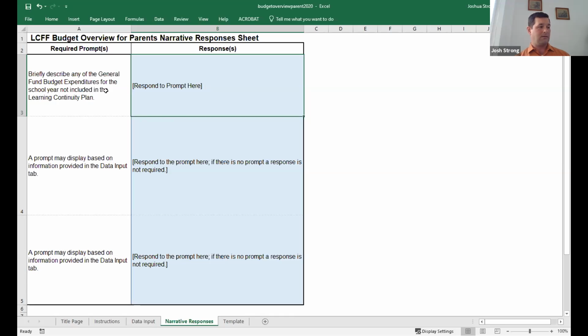Right here, you've got the first prompt, which all LEAs are asked to respond to. Briefly describe any of the general fund budget expenditures not for the school year, not included in the learning continuity plan. And then to respond to the prompt, you're simply going to double click within the box, okay?